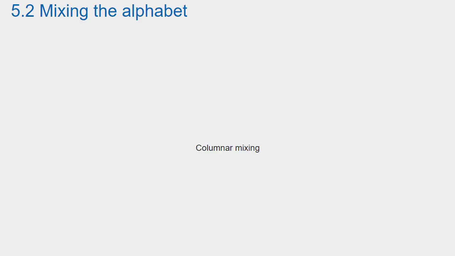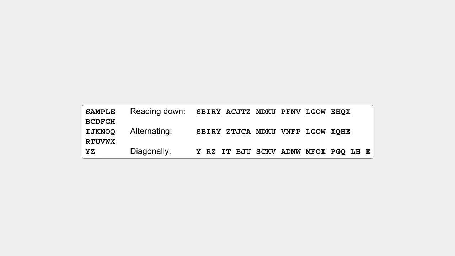A somewhat better method is to use 2 keywords, like this. Columnar mixing. Write the alphabet into a block. Write the keyword on the top row and the rest of the alphabet in as many rows as needed. Longer keywords give better mixing. Then read the letters out of the block, going down the columns.